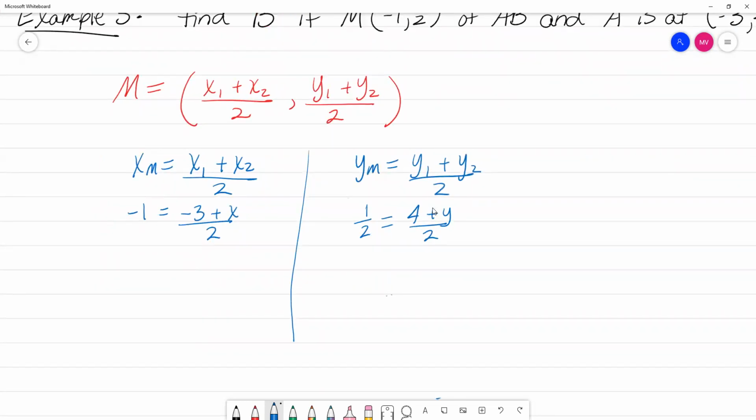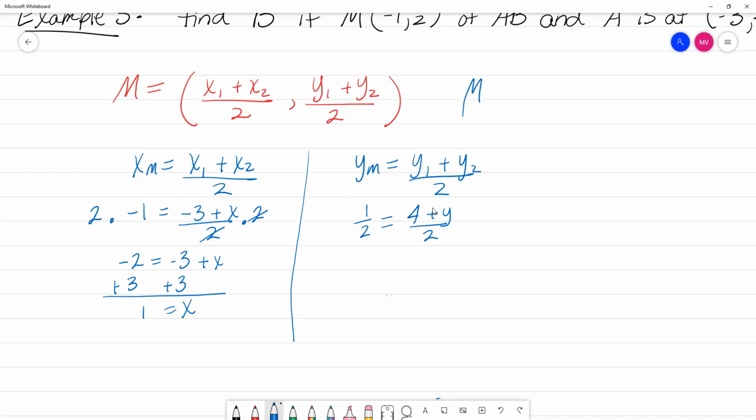All right, so first off, fraction bars are considered grouping symbols. So let's go ahead and simplify that first. Okay, so 2, those cancel out. 2 times -1 is -2 equals -3 plus x. And then you add 3 to both sides to isolate your variable. And you find that x equals 1.